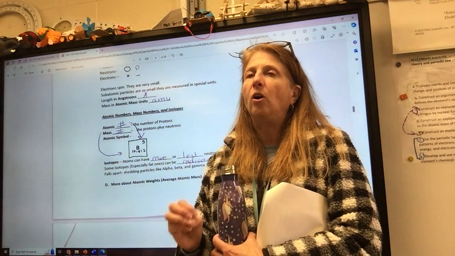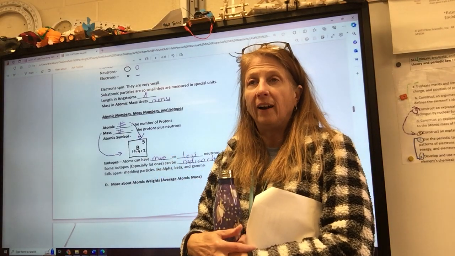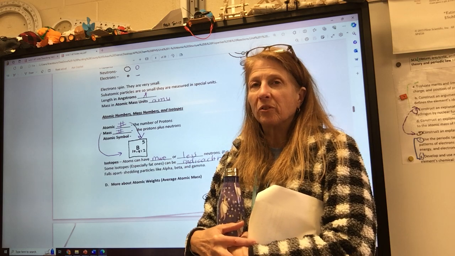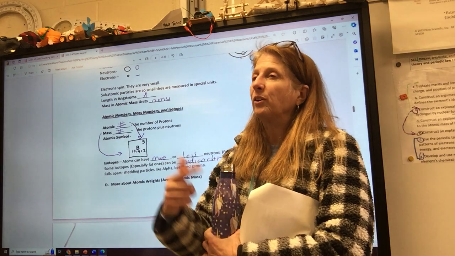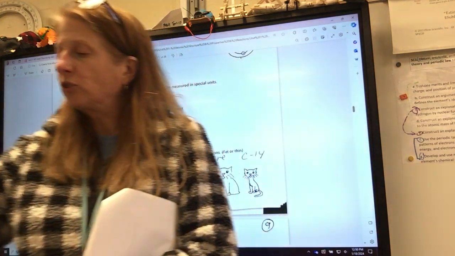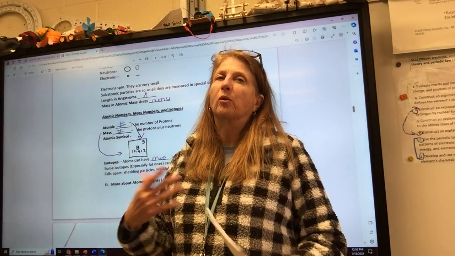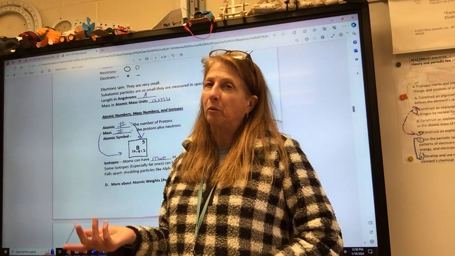12.0108. If these are whole numbers, why is it a decimal? Anybody know? Nobody remembers this from honors? It's an average. It's an average of all the isotopes, and it's a weighted average. Like if you average your grades, and not everything's worth the same. The final exam is worth more than a homework, right? So it's a weighted average based on percent abundances.